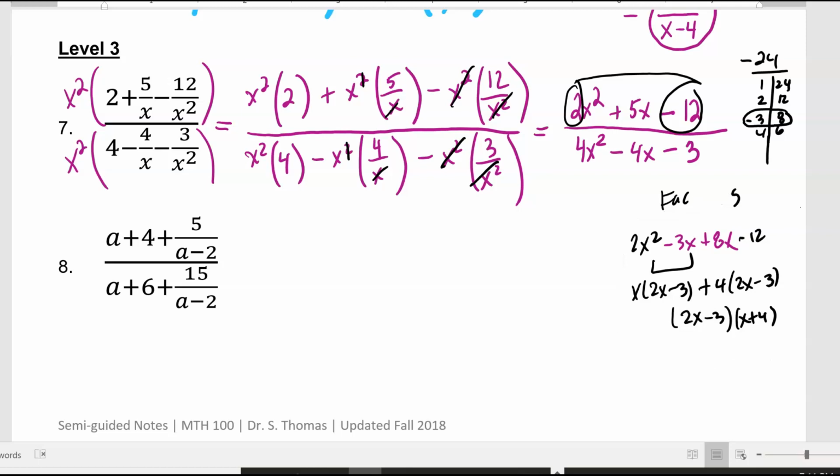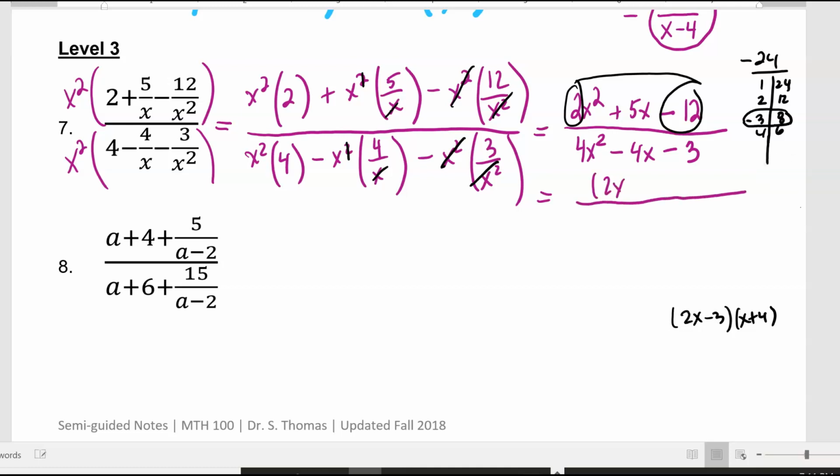So that means we're going to rewrite this problem, the numerator at least, as 2x minus 3 times x plus 4. And I'm going to guess, once you're really good at factoring, you can kind of guess at the other factors. So I'm going to guess that maybe these are the factors: 4x squared plus 2x minus 6x minus 3. Okay, so that works.